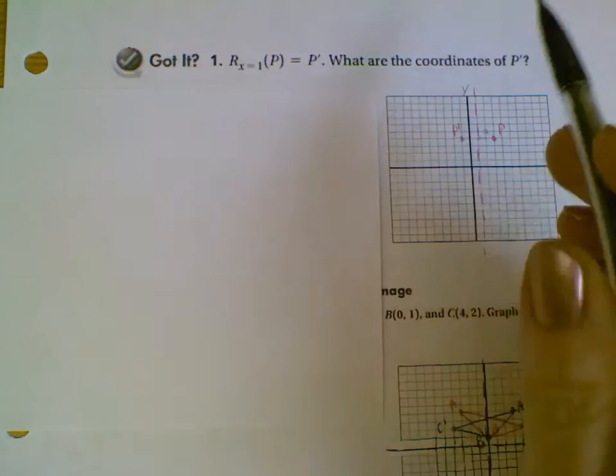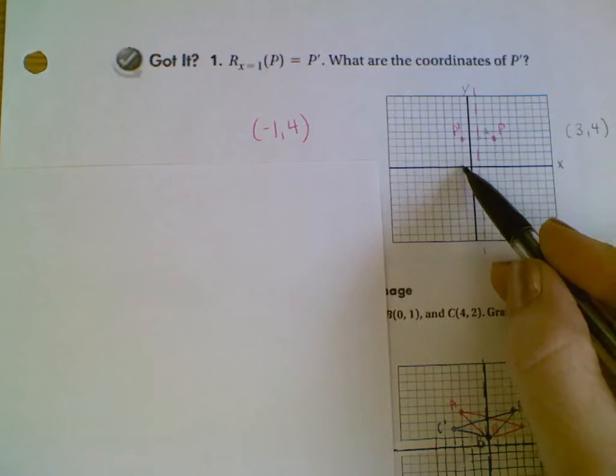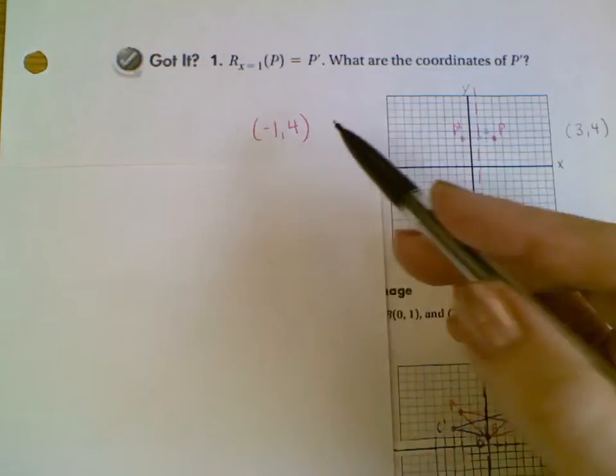It asked for the coordinates, so I would have to write down the new coordinates. I would write down (-1, 4) for my new coordinates.